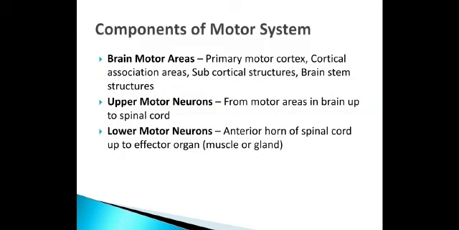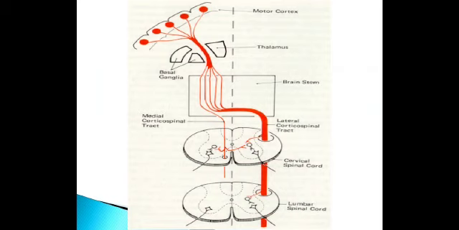The lower motor neuron constitutes the anterior horn of the spinal cord up to the effector organ, that is the muscle or gland. So this is the main tract: the corticospinal tract forms the corona radiata and passes through the internal capsule, and 85% of the fibers cross over in the brainstem below the medulla, forming the lateral corticospinal tract, and the remaining forms the medial corticospinal tract.